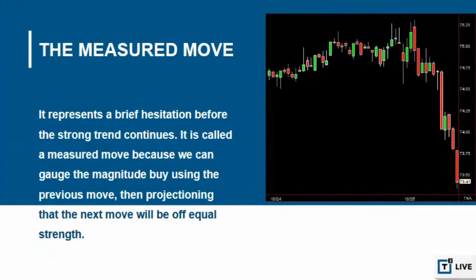The measured move. It represents a brief hesitation before the strong trend continues. It is called a measured move because we can gauge the magnitude by using the previous move, then projecting that the next move will be of equal strength.